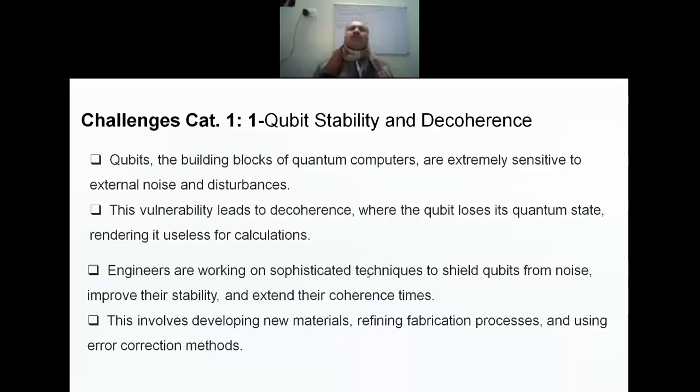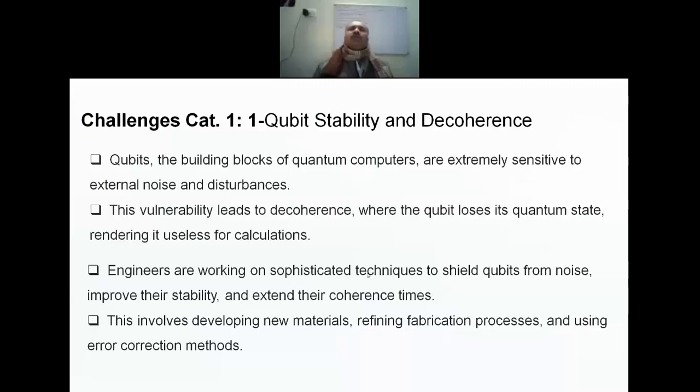Qubit stability and decoherence is considered as the first challenge, because qubits, the building blocks of quantum computers, are extremely sensitive to noise. A little bit of noise can change the position of qubits, which can affect your output. This vulnerability leads to decoherence, where the qubit loses its quantum state, rendering it useless for calculations. That's why the calculation can change. Engineers are working on sophisticated techniques to shield qubits from the noise.